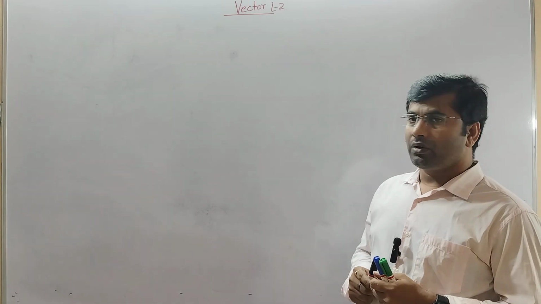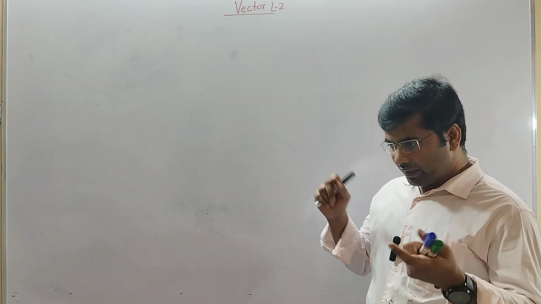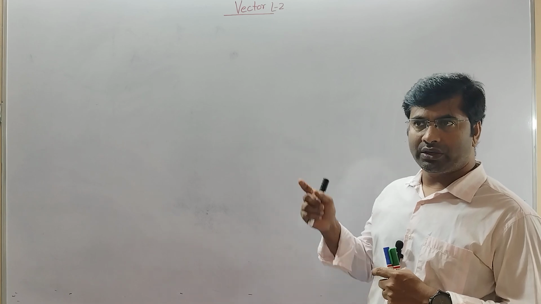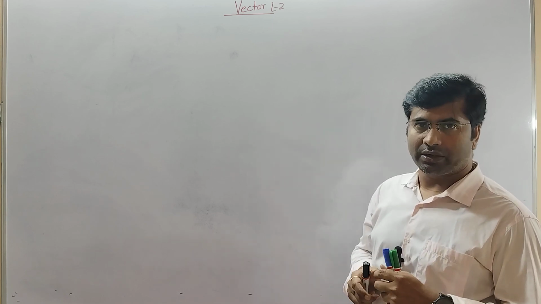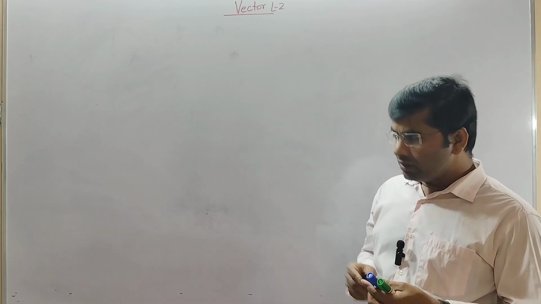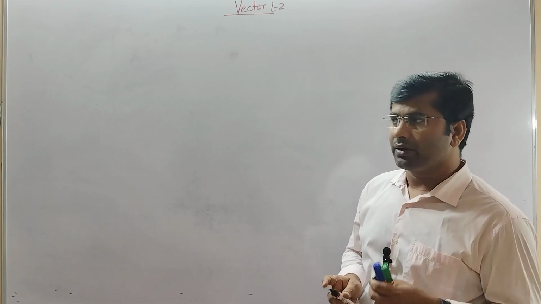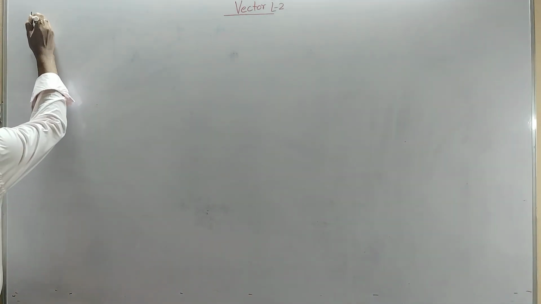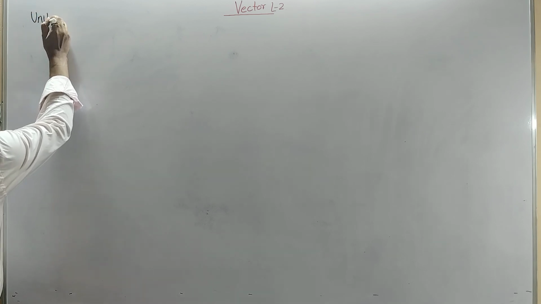In the previous lecture, we completed scalar and vector. That was the definition part, scalar and vector, and we also discussed some properties of vectors. So in this part, we are going to cover unit vector and addition of two vectors. So first one is unit vector.